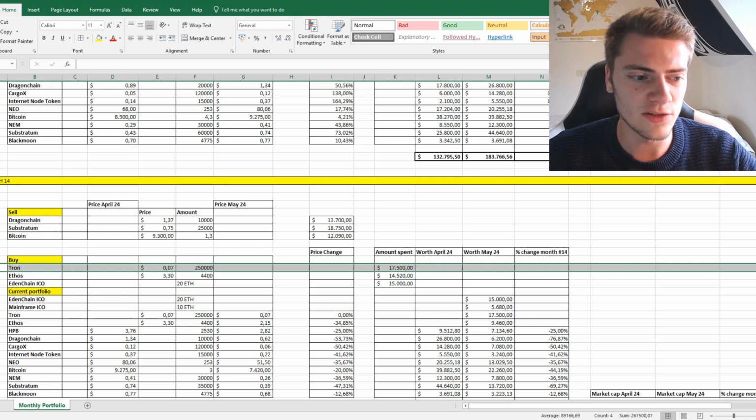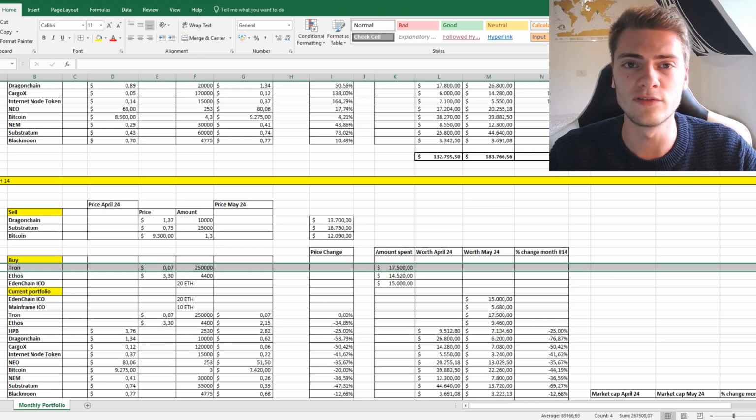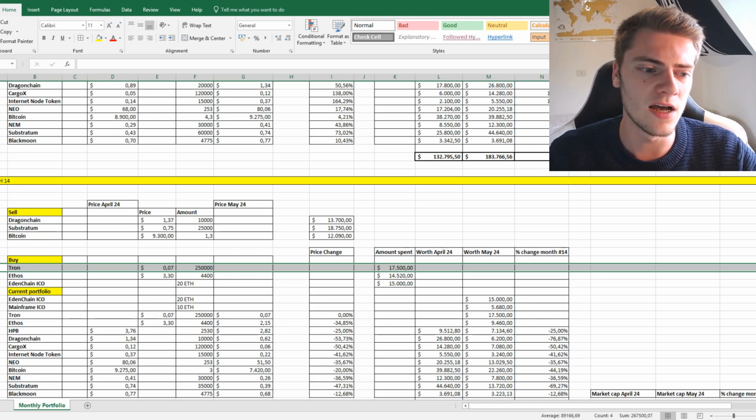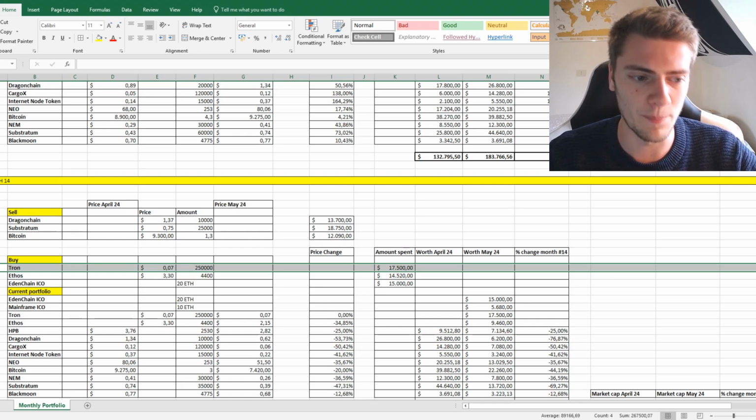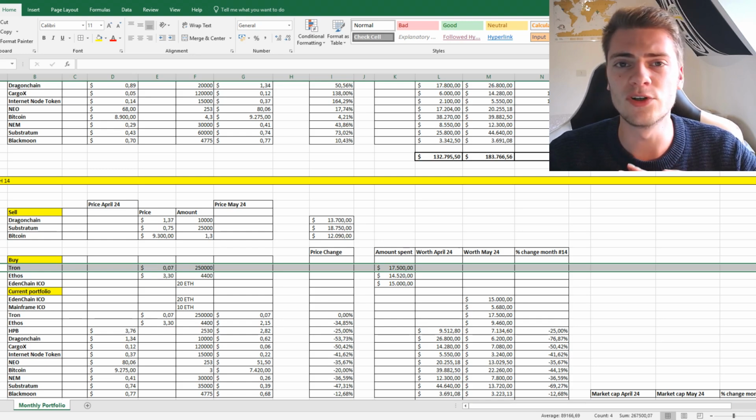Then Ethos, I also bought Ethos. You guys know that I believe in the project. I did an interview with one of the top people of Ethos. I really think this is the best wallet out there, and it could be a real competitor to, for example, Coinbase. Then I bought into an ICO, which is Eden Chain.